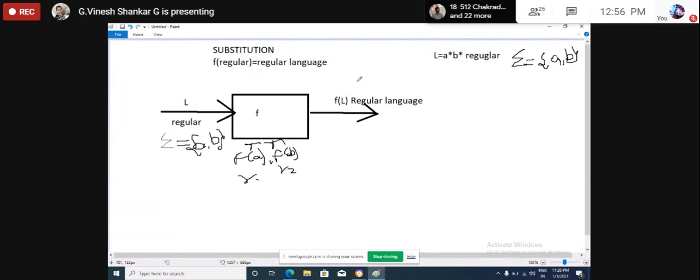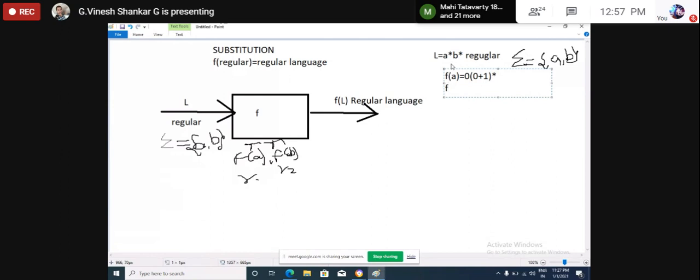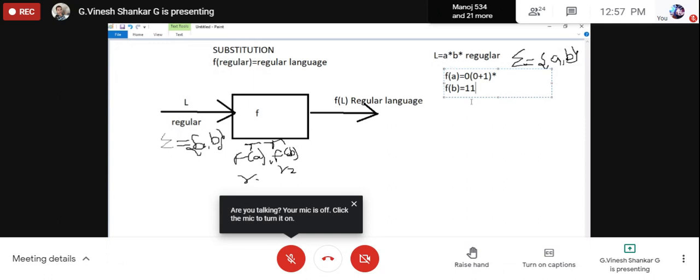Now what can I take here? I am giving you f of a and f of b. Now you have to substitute, because it is a star b star, so some substitution I need to give for f of a. Let me write that. f of a is equal to 0 followed by (0 or 1) whole star. Then f of b is equal to 1. So this is the substitution I have given for sigma.